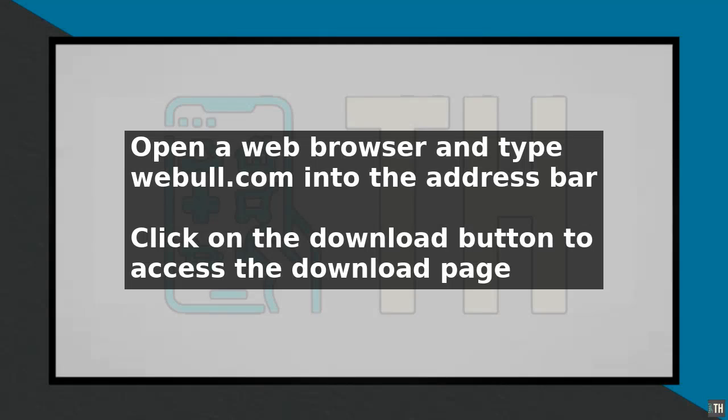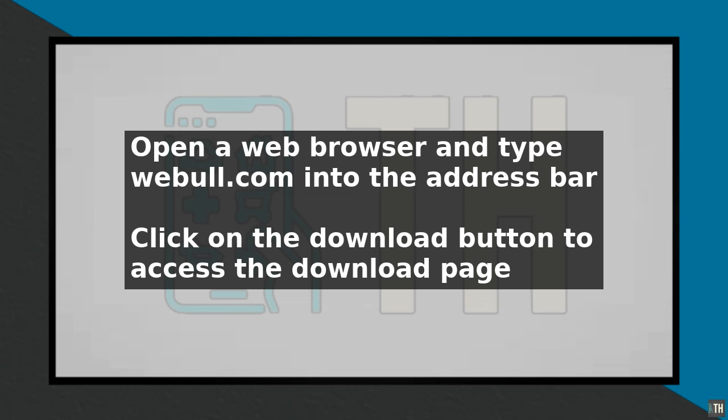To download Webull on your laptop, start by opening a web browser such as Google Chrome or Mozilla Firefox. Type webull.com into the address bar and press enter. This will take you to the official Webull website. Click on the download button, which is usually located at the top right corner of the page.